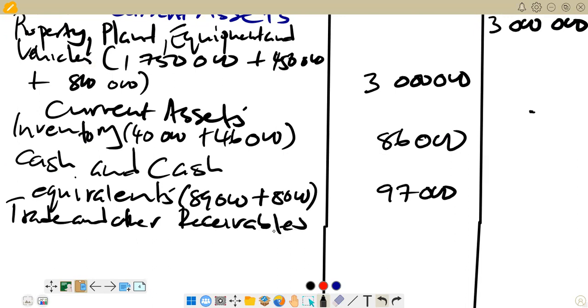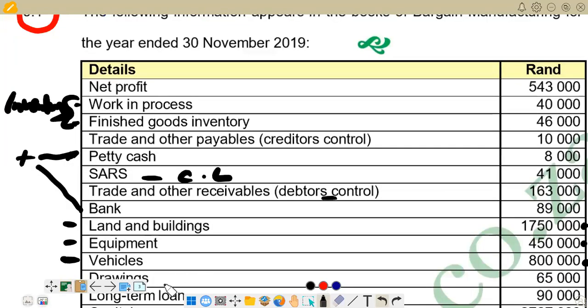We can call them debtors, as it just means the same thing. 163,000. And then we go back again to check if we have any other current asset in that list. We are seeing now we have vehicles. These are the non-current assets. We go down to check.